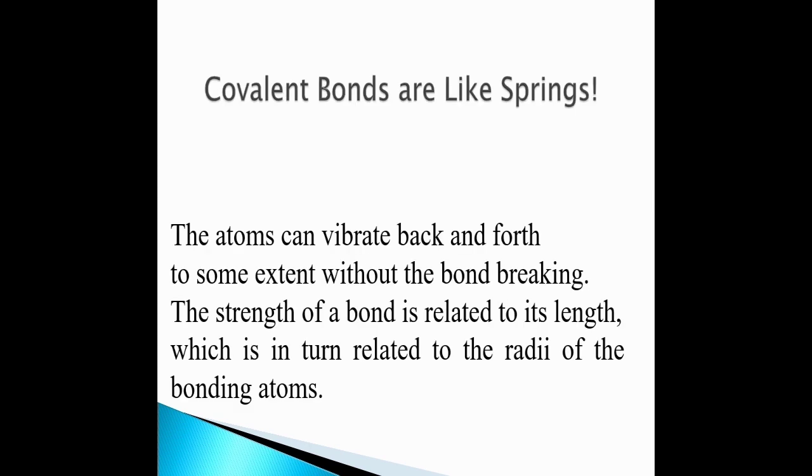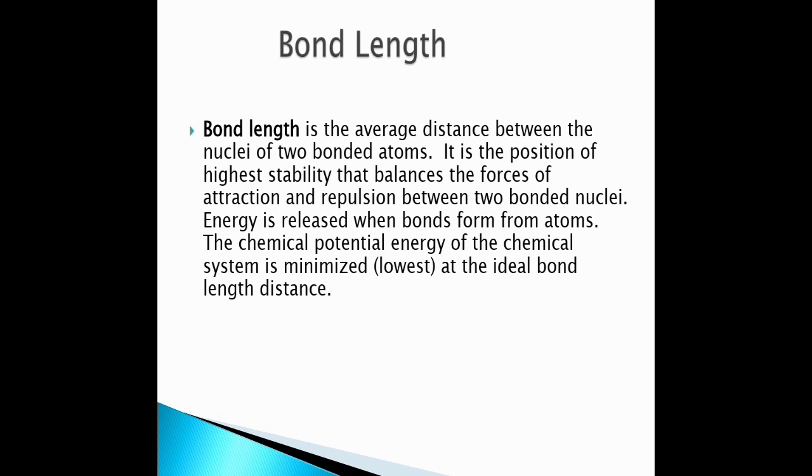Covalent bonds are like springs. The atoms can vibrate back and forth to some extent without the bond breaking. The strength of a bond is related to its length, which is in turn related to the radii of the bonding atoms. Bond length. Bond length is the average distance between the nuclei of two bonded atoms. It is the position of highest stability that balances the forces of attraction and repulsion between two bonded nuclei.